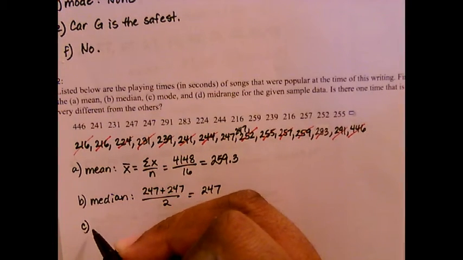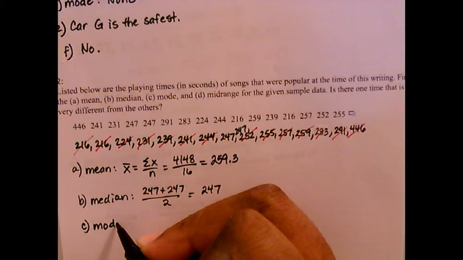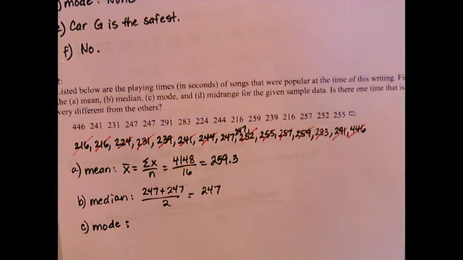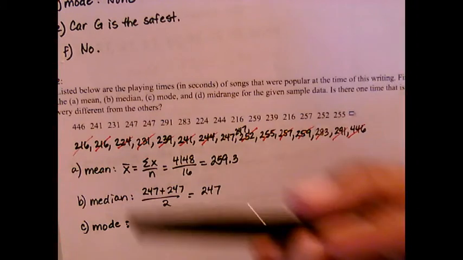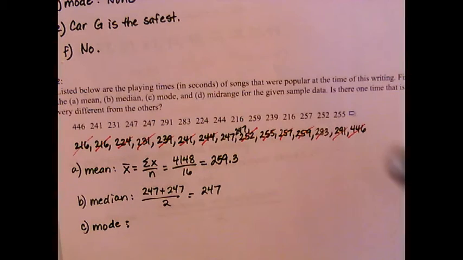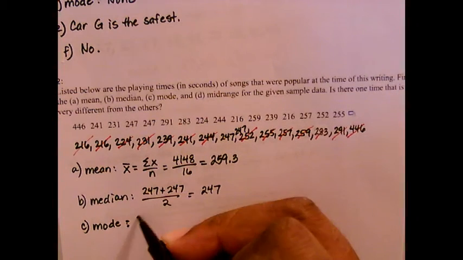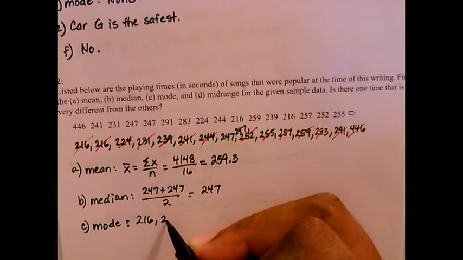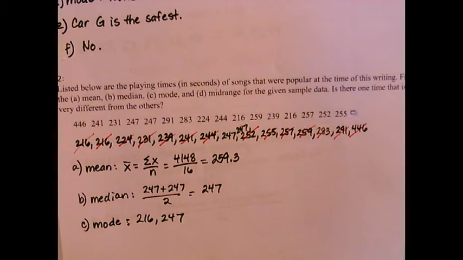And then part C is finding the mode of that set of data. The mode is the data value that occurs the most frequent in this set of data. Notice that 216 occurs twice, and also 247 occurs twice. So now we have a set of data that is bimodal. We have two modes, 216 and 247.